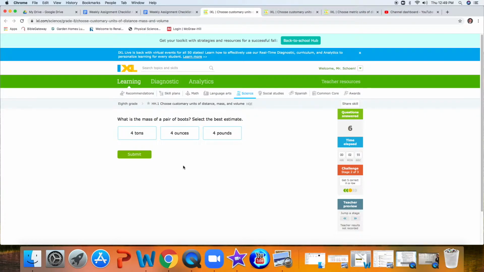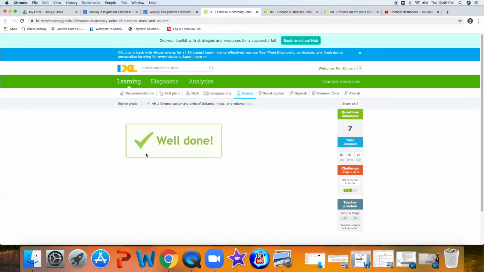What's the mass of a pair of boots? Select the best estimate. Again, these are our customary units for measuring mass. Otherwise, our SI units would be using grams. In this case, 4 tons is 8,000 pounds. 4 ounces is relatively light. And 4 pounds would probably be the best selection.